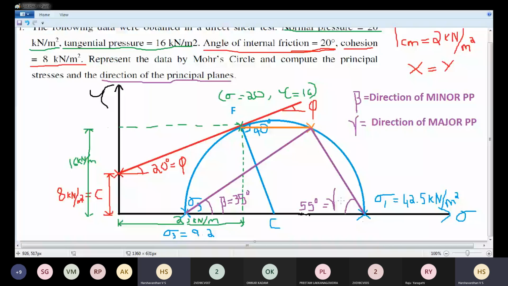If you have understood, just raise your hand. If you have not understood, if you have any doubts, you can ask. Sir, why didn't you join at F, sir? Sigma 3 and sigma 1. Why did you extend that line?